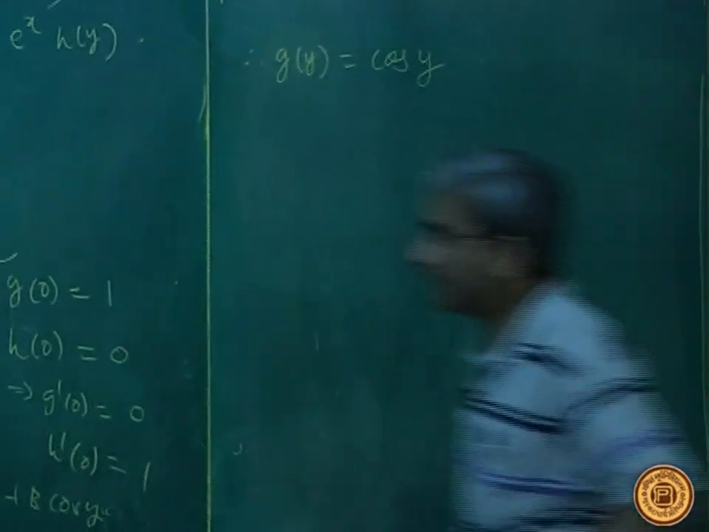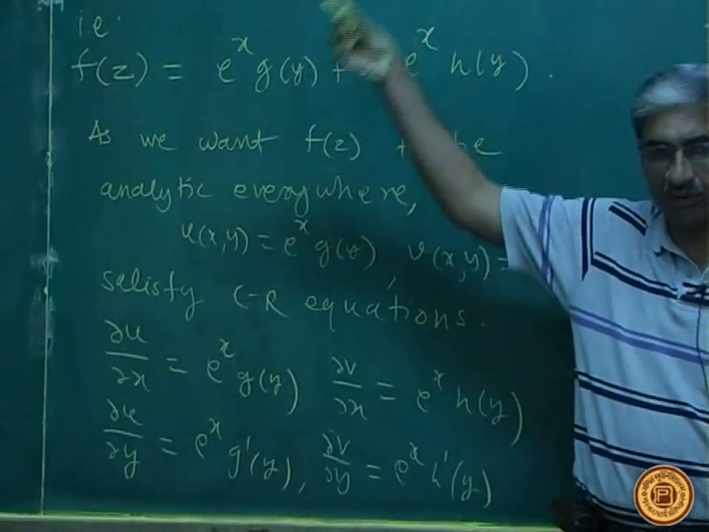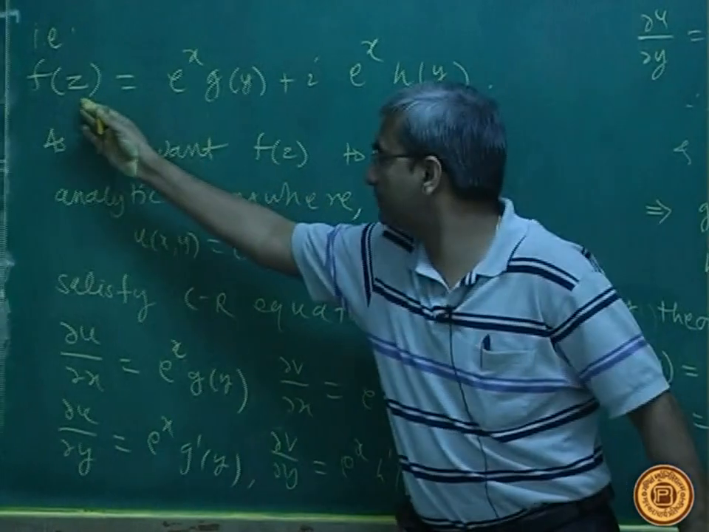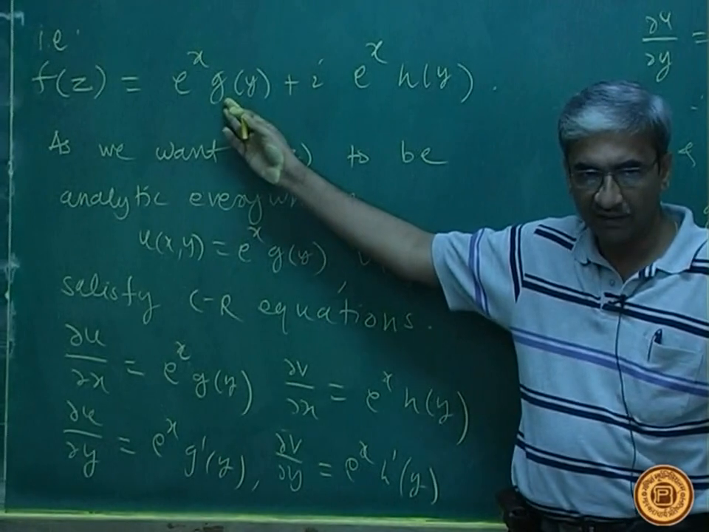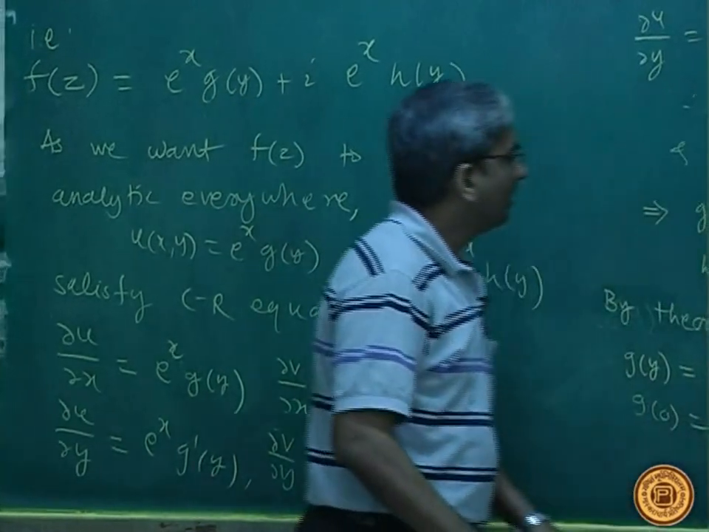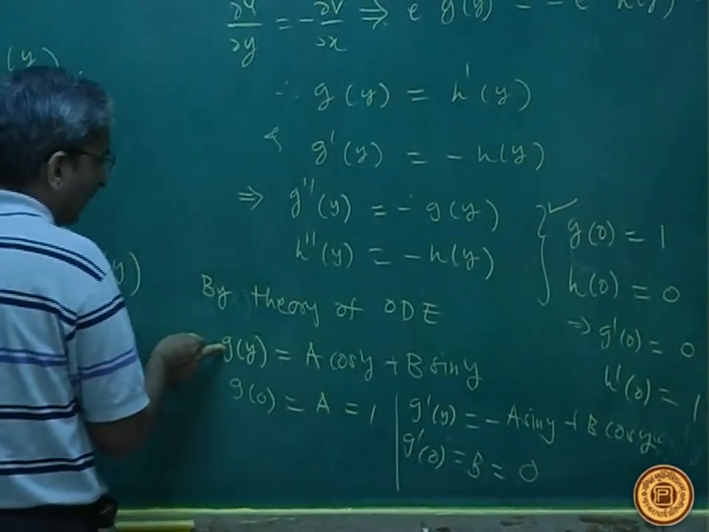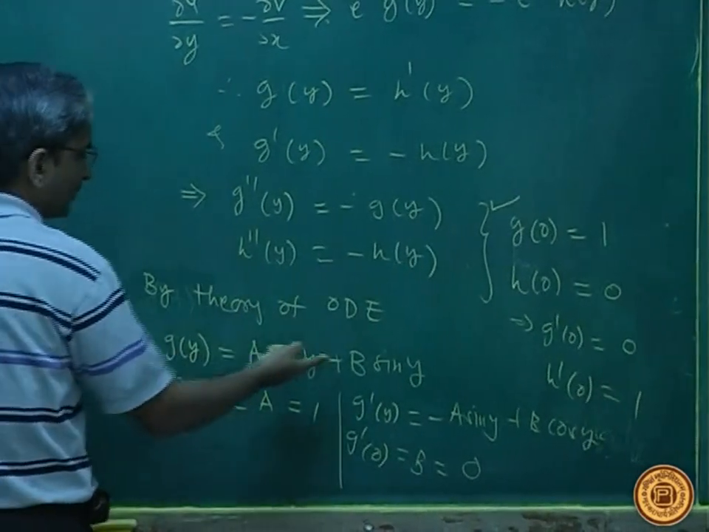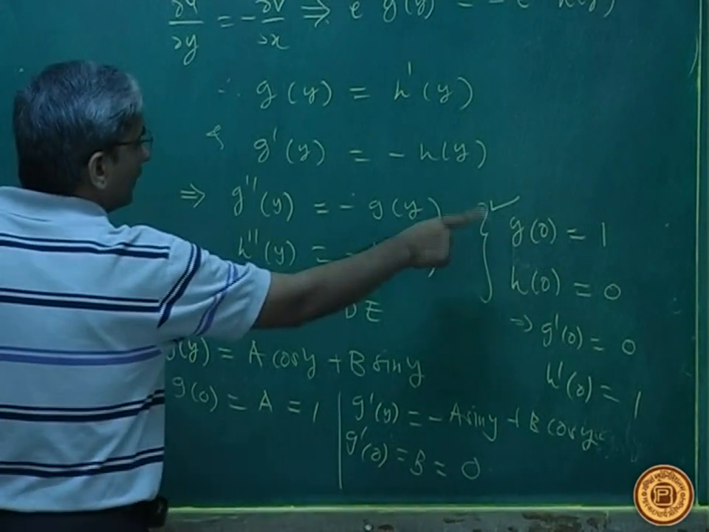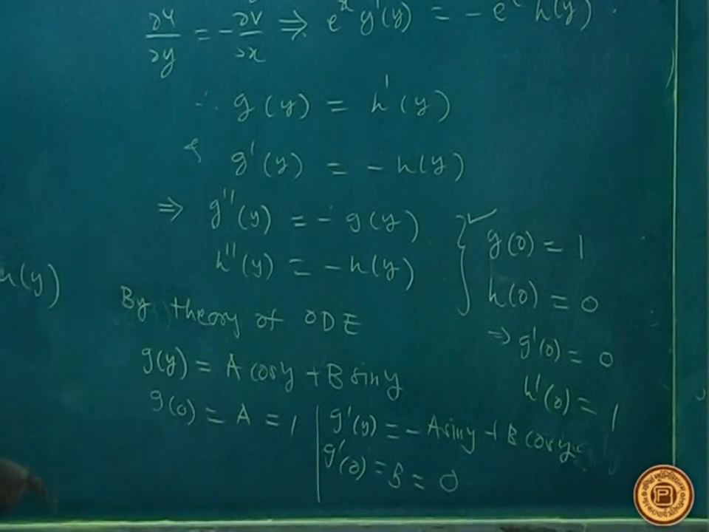Remember, this function is uniquely determined. To start with, just from the requirements, we wrote fz in this form, and now g is uniquely determined. g has to be cos y. Now similar analysis for h: hy also satisfies a similar differential equation. So if I write hy as a cos y plus b sin y, then you will get that a is 0 and b is 1. So hy will come out to be sin y.